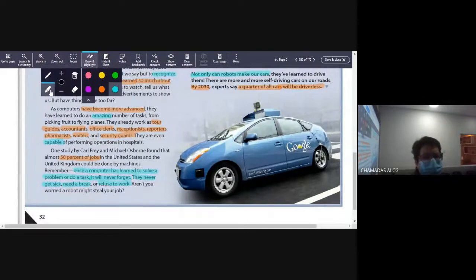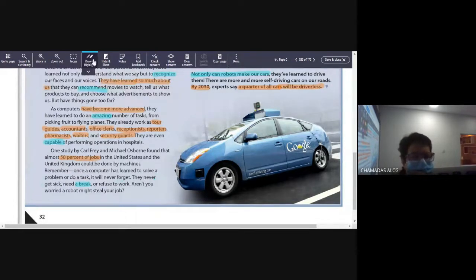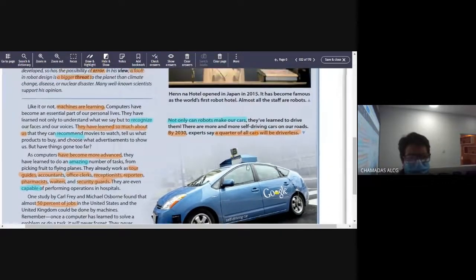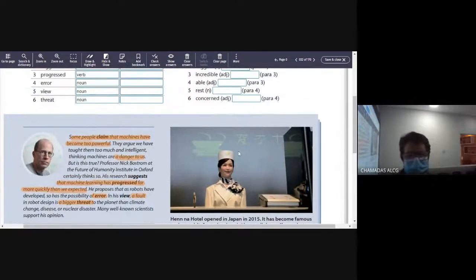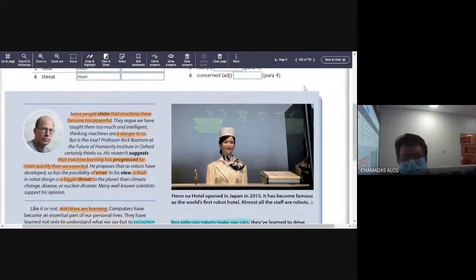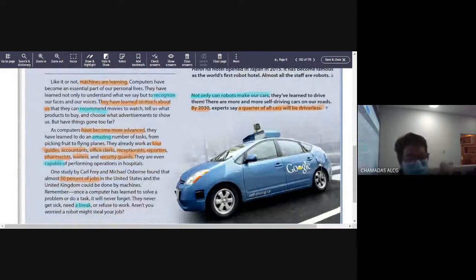So let me just clear this so that we can only highlight the word break. A break is like a rest, okay? So there you go. And the last one, concerned, adjective. Yes, very good.